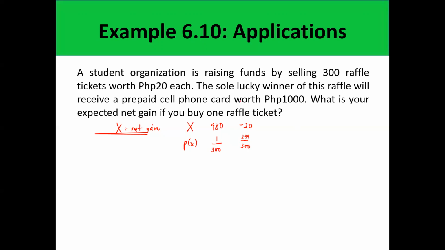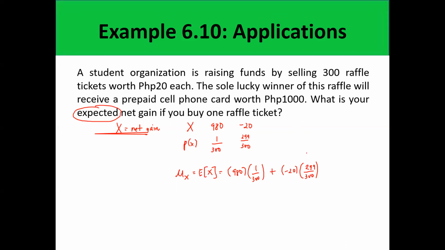But for this scenario, we're looking for the expected net gain. So this would imply that we're looking for the mean of the random variable x, or the mathematical expectation. So for this case, we get 980 multiplied by 1 over 300 plus negative 20 multiplied by 299 over 300. So just compute the following using your calculators.